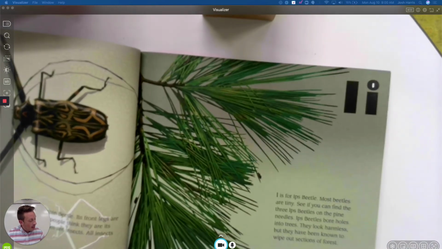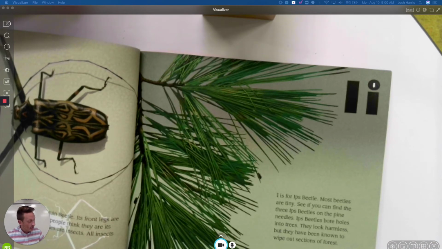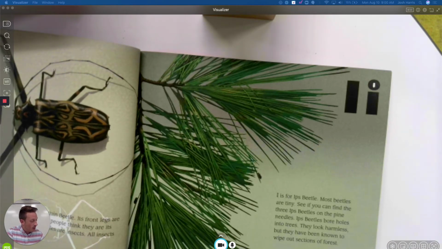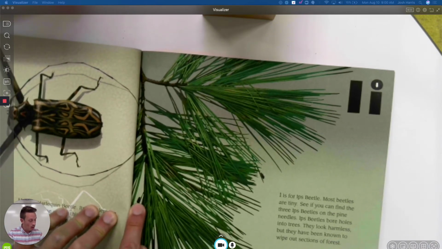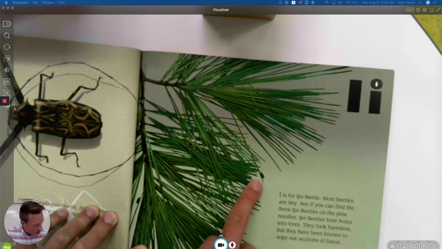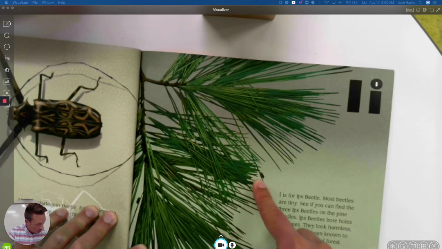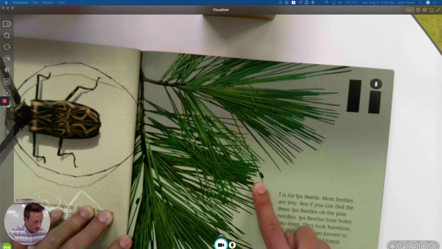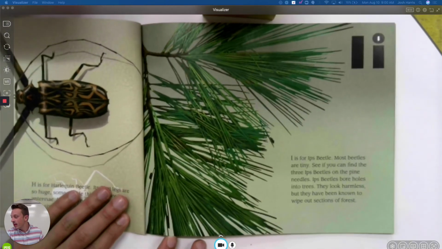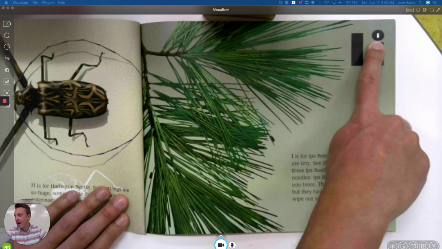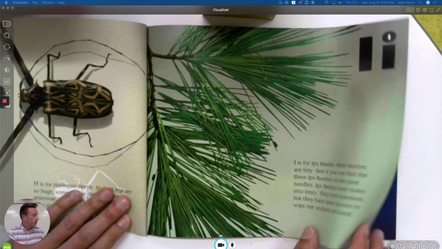Right. I is for Ips beetle. Most beetles are tiny. See if you can find 3 Ips beetles on the pine needles. Ips beetles bore holes into trees. They look harmless, but they have been known to wipe out sections of forest. Can you guys see the Ips beetles? See one. See 2. I don't see a third one. Do you guys see a third one? Maybe it is... I wonder if they're talking about that one. Right.